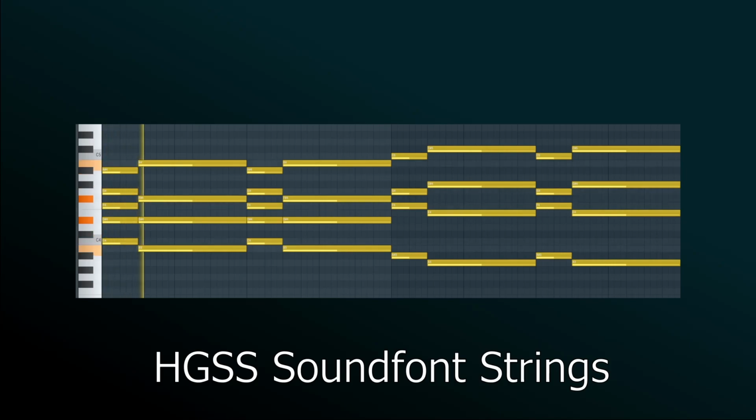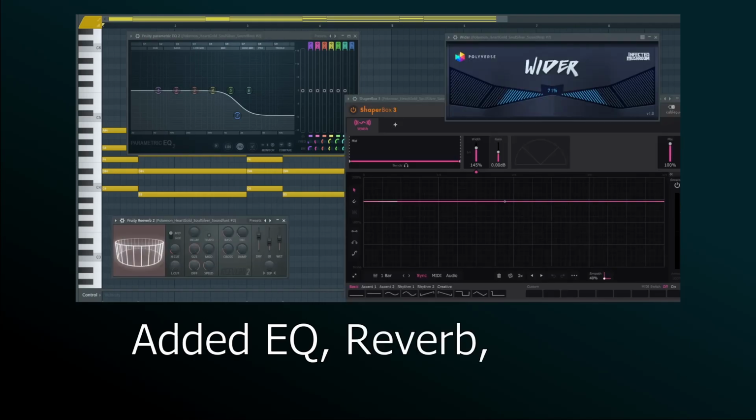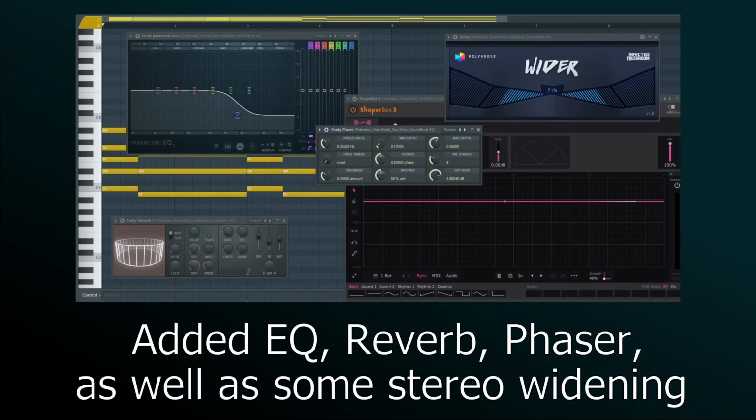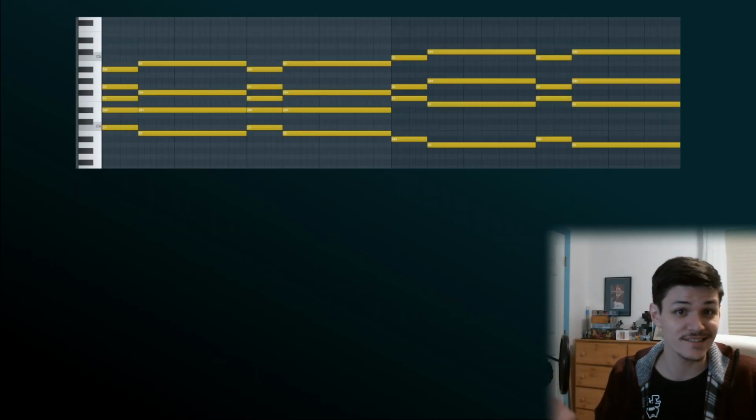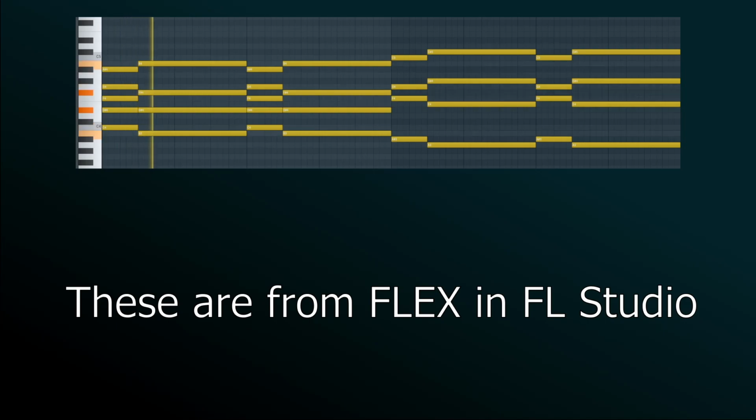So first I downloaded this Heart Gold Soul Silver sound font so I could use sounds straight from the game, and I used strings from it to replicate the main chords from the Twilight Realm. I then processed this sound with some EQ, reverb, and phasing to get a darker pad sound from it. I then layered this with some more realistic strings to get this sound.